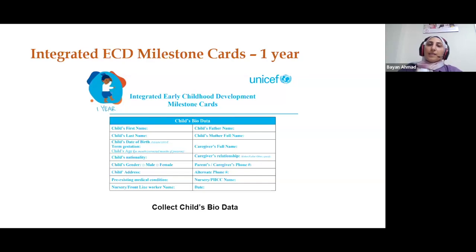In this slide, I'm giving an example for the age of 1 year, but as I mentioned before, we have milestone cards for the different ages that I mentioned earlier. We start these cards by collecting the child's biodata, for example, their name, the name of the caregiver, the relationship of the caregiver to the child, the gender, also the age of the child, and any other information that we feel is important to have. Next slide, please.